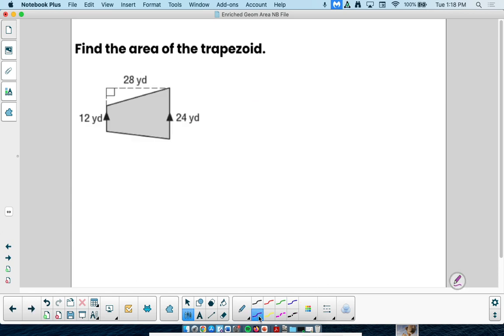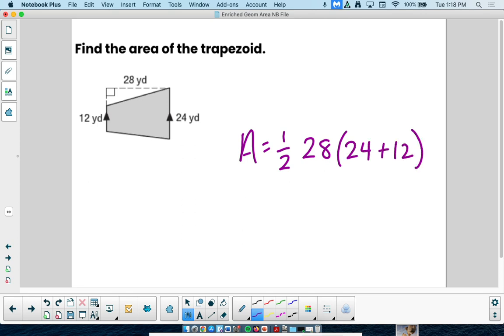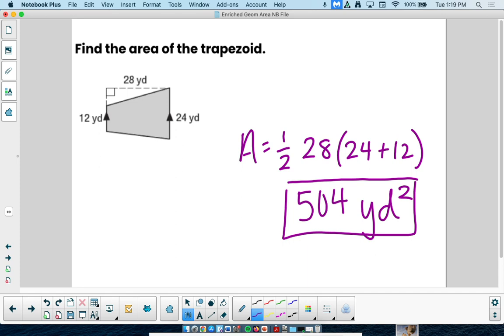Same thing on the next one. It just rotated on us. What's our height? Probably a solid 28. Agreed. What's one of our bases? Probably 24. 24, yep. And the other one? Probably a solid 12. You're probably right. Do we agree with 504? Solid. Do we have a unit? Yards. Are we not getting 504? Yeah, we're not.